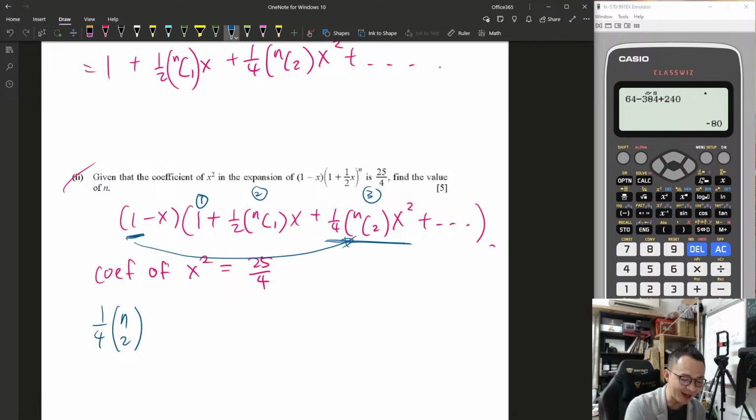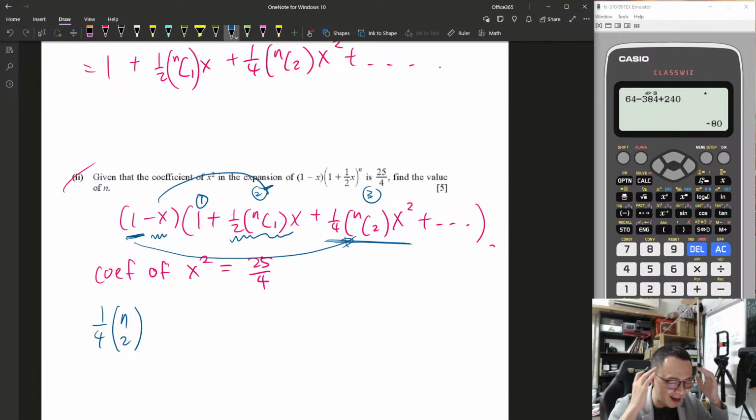And my negative x, in order to get x squared, I have to multiply this term, the second term. So negative x multiplies the second term. You imagine x times x. Am I getting x squared? Yes, right. Because when I say coefficient of x squared, your objectives must be very clear.